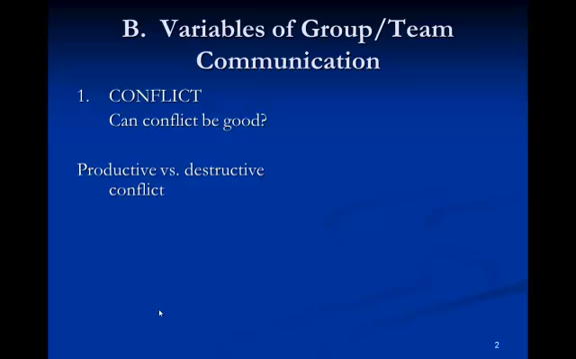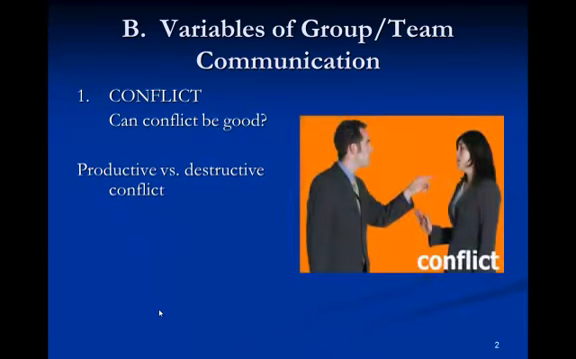Destructive conflict occurs when you have personal attacks on another person, such as what looks like is happening in this picture to the right side, with the gentleman pointing and the lady putting up her hand, and even their facial expression looks like that could be destructive conflict or about personalities.